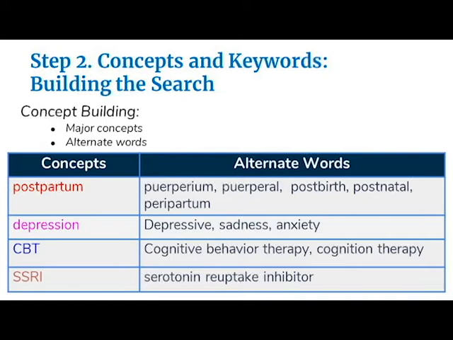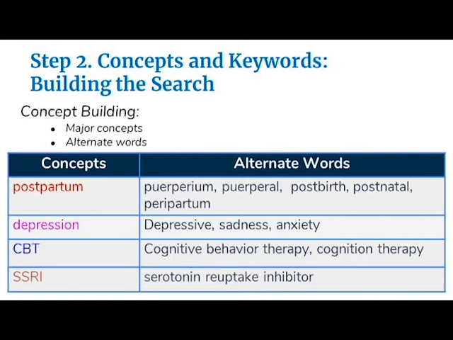Again, I'm going through this very quickly, but this is the process that, in my mind, I'm doing on my sickle cell search that I'm working on. Concepts and building the search. So my first concept was postpartum. Now, what are different ways for me to refer to this? I never know how to say that first word. I know how to spell it. I just can never say it correctly. Puerperium. Okay, we'll go with that. Puerperal, post-birth, postnatal, peripartum, and I may have missed some, but you get the idea.